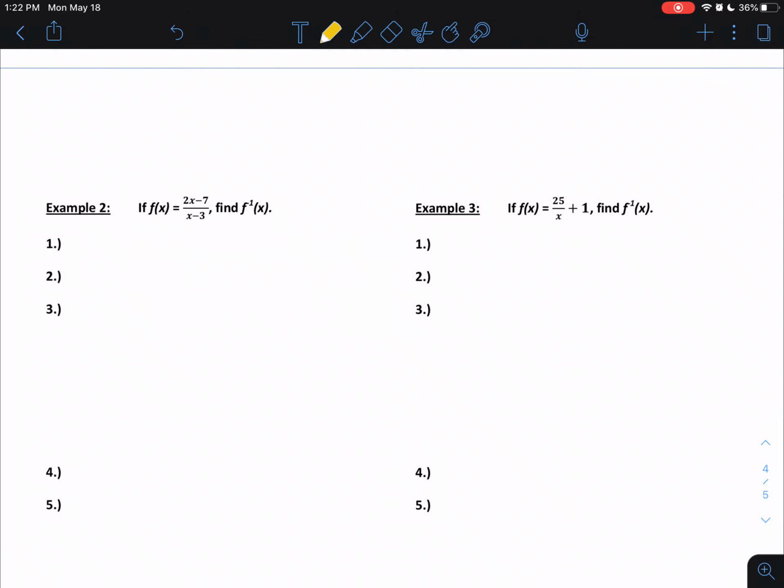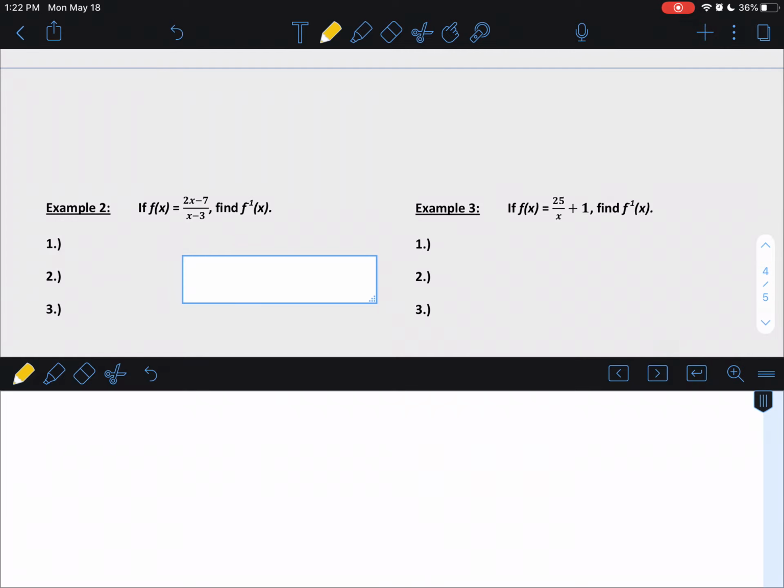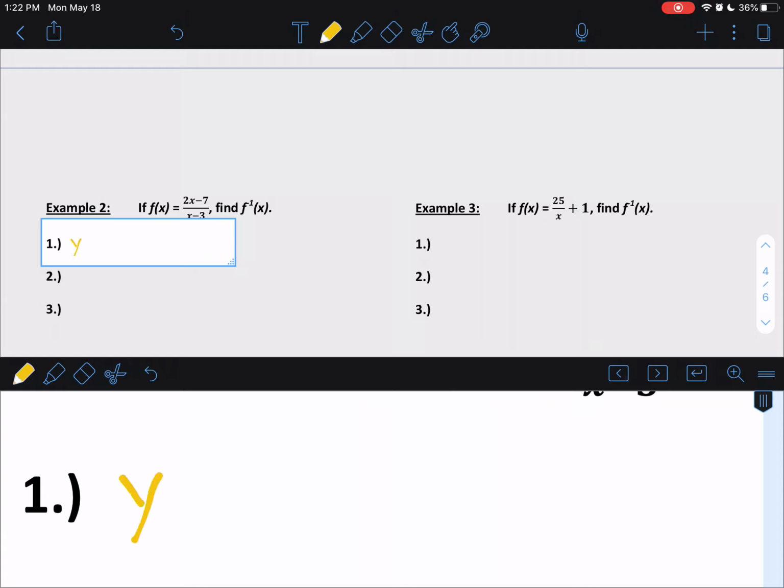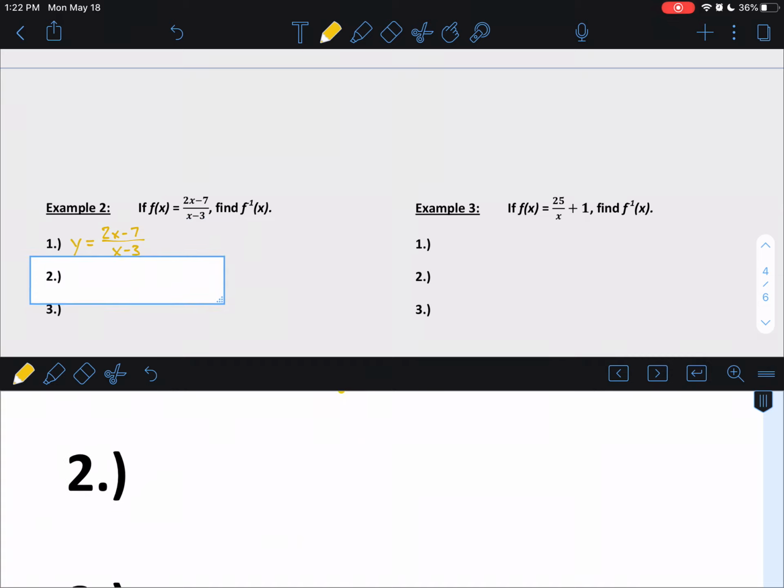Okay, so then we get to this next problem. And I actually quite like this next problem. So, first thing we're going to do is, well, what it said for step 1 was replace f of x with y. So y equals 2x minus 7 over x minus 3. The next thing I want to do is switch all my x's and y's. And there's two x's here, but we're going to switch them.